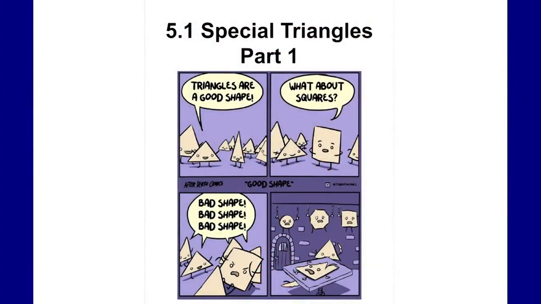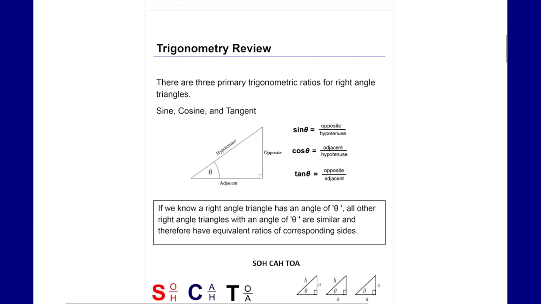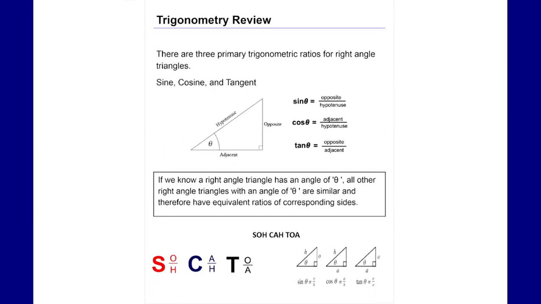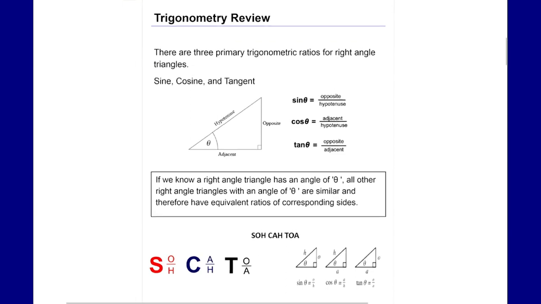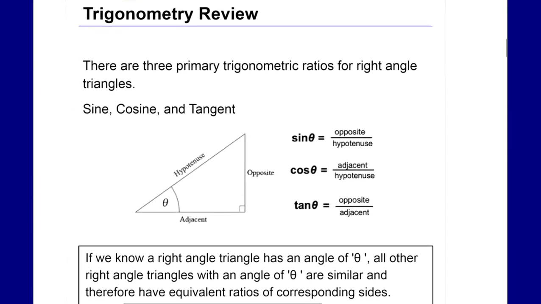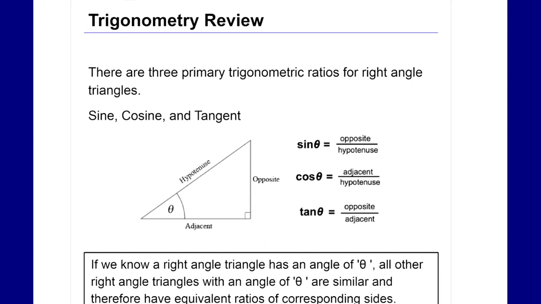In today's lesson, we are going to be looking at special triangles. So this is our first lesson in the trigonometry unit, and we are going to be looking at some specific scenarios first before we start reviewing some of the concepts that we've looked at before. But first, we're going to look at a little bit of review. Remember, we have three primary trigonometric ratios for right angle triangles, and those are sine, cosine, and tangent.